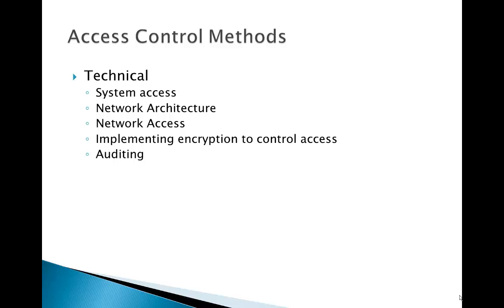Implementing encryption to control access can be used to control who has and does not have access to networks through the management of various encryption keys. This is sort of a logical, technical access control mechanism as opposed to a physical access control mechanism. And then lastly, auditing in the sense of event logs, tracking who has performed what actions on systems and networks as a way to ensure accountability and to ensure that if there is unauthorized access, its source can be tracked down and dealt with promptly. And that's it for network access control.